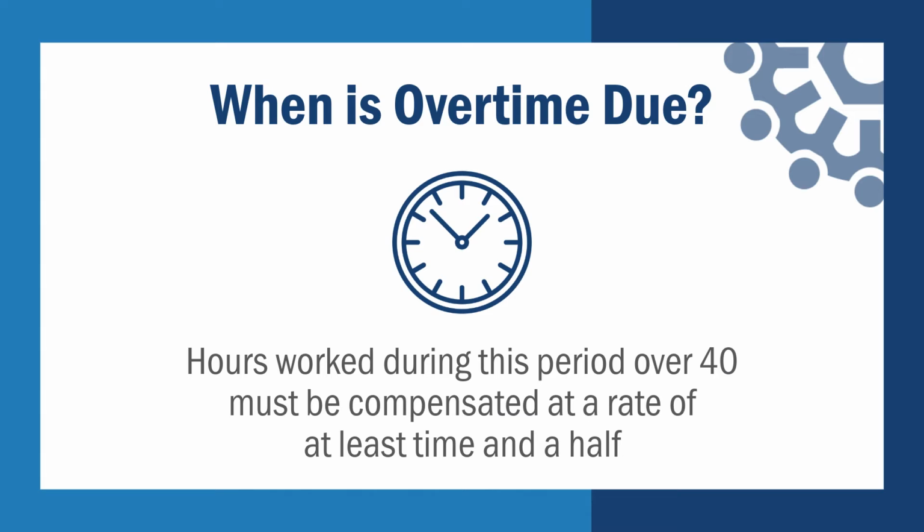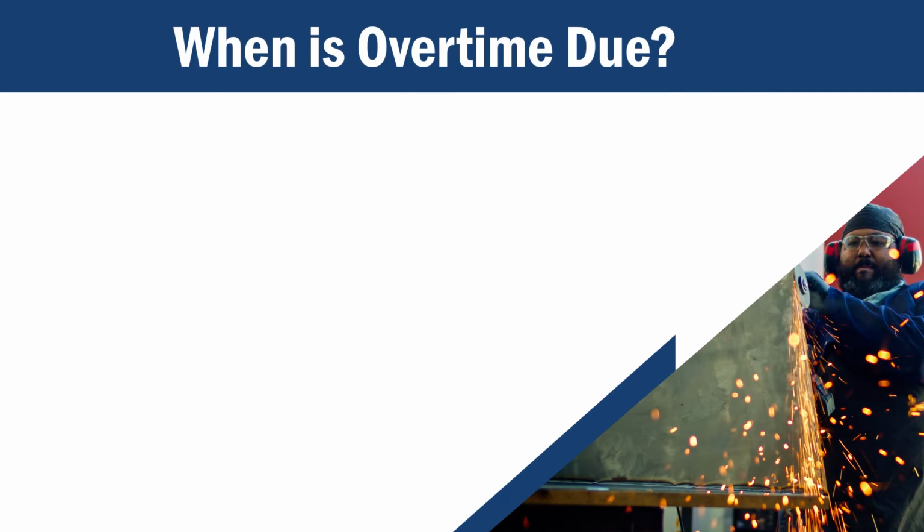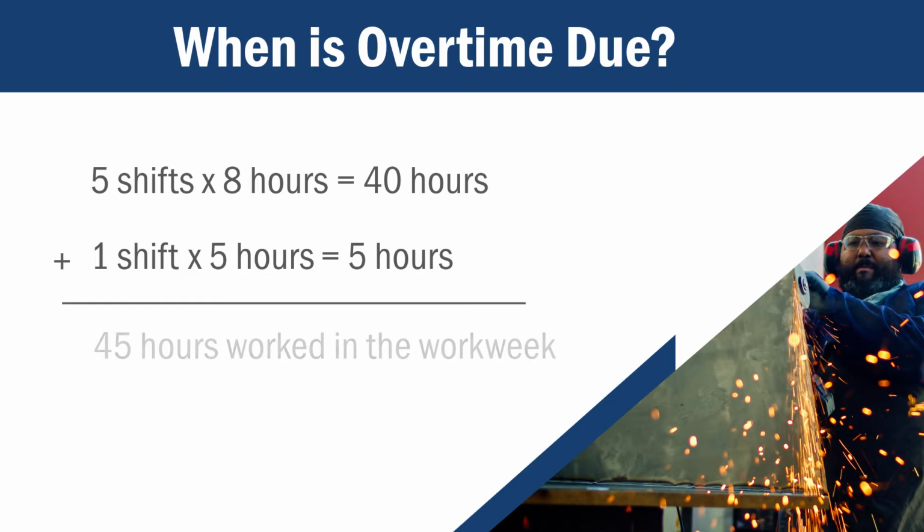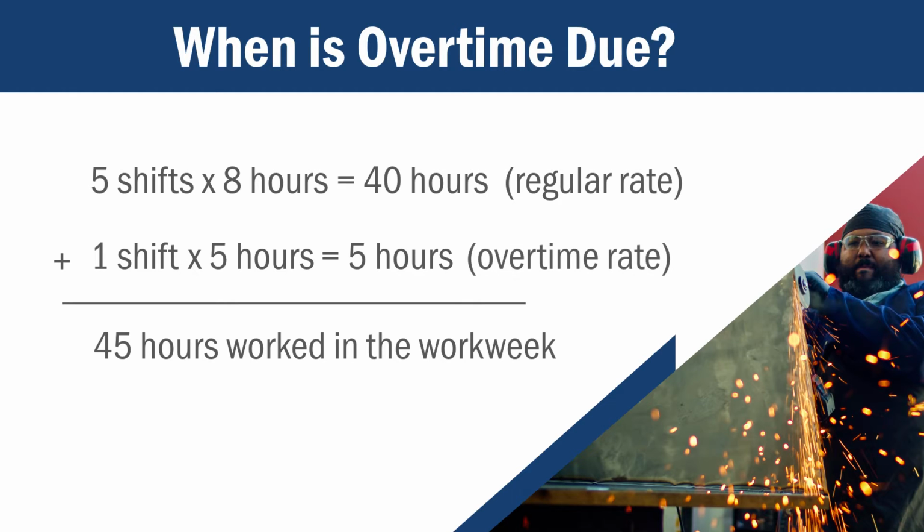time and a half. For example, if a non-exempt employee works 5 8-hour shifts and 1 5-hour shift in a work week, they have a total of 45 hours worked during this work week. 40 of these hours would be at the regular rate of pay, and 5 would be at the overtime rate. The following is an example of how this would be calculated.